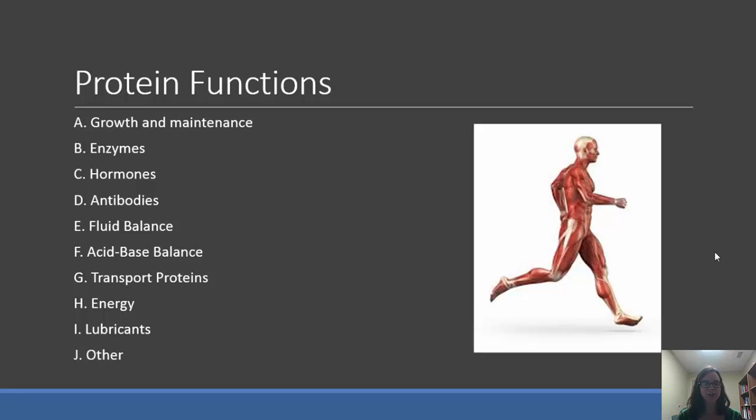Okay, so let's move on to the functions of proteins. The functions of proteins are very, very diverse, and the importance of proteins in our biological functions cannot be underestimated. So we're going to talk about some of the main categories of functions for proteins. And we can see here: growth and maintenance, enzymes, hormones, antibodies. They help in fluid balance and acid-base balance. They serve as transporters. They provide us with energy, serve as lubricants, and have other functions as well.